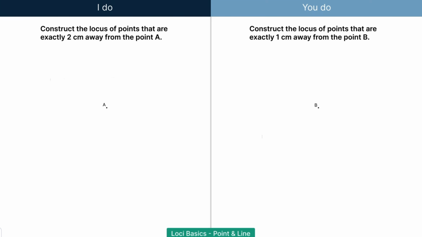So the way my videos work, I'm going to do the example on the left, which is I do. You are then going to press pause and I've got the example on the right, which is you do. So here we've been asked to construct the locus of points that are exactly 2 centimeters away from point A. So locus just means a set of points.